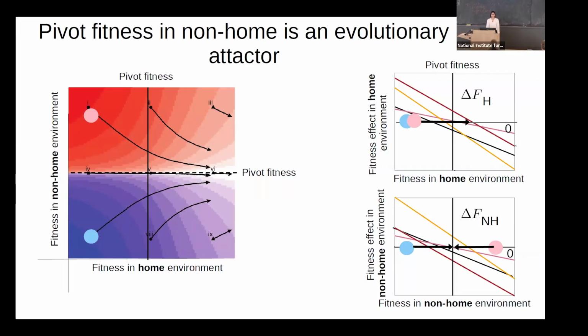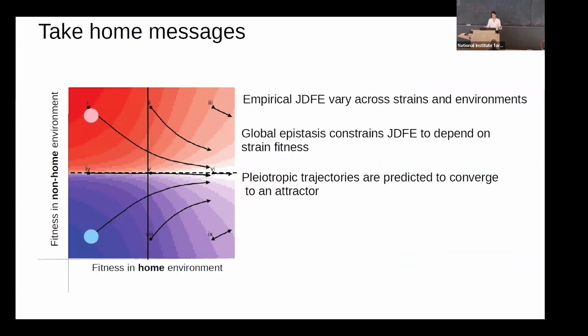Okay, so I'm just going to summarize this work and give you the take-home messages. The first thing I'd like you to remember is that the empirical joint distribution of fitness effects from the experiments varies greatly across strains and environments. So the fitness effects of mutations depend on both the genetic and environmental context in this specific experiment.